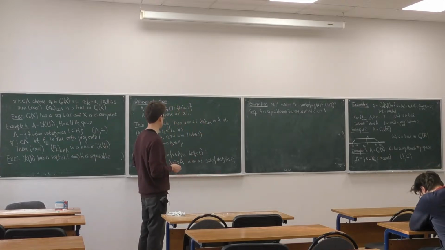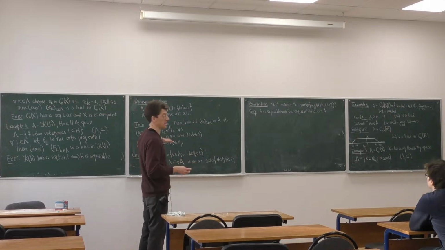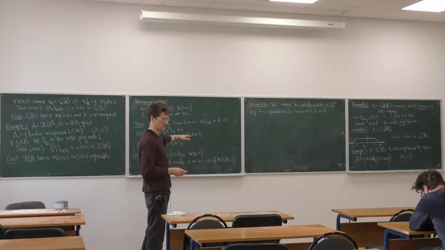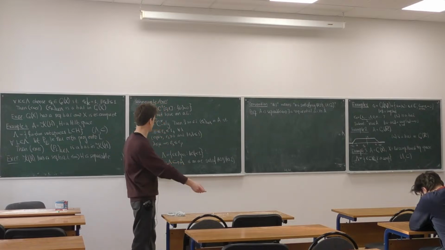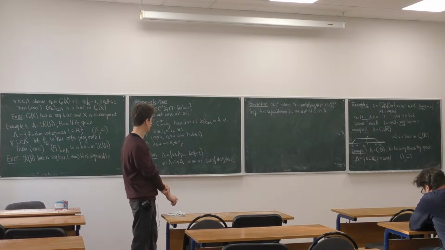The theorem tells us that there always exists an approximate identity, and we can choose it in this way. Of course, I don't claim that every approximate identity satisfies these conditions. It always exists if A is a C-star algebra.